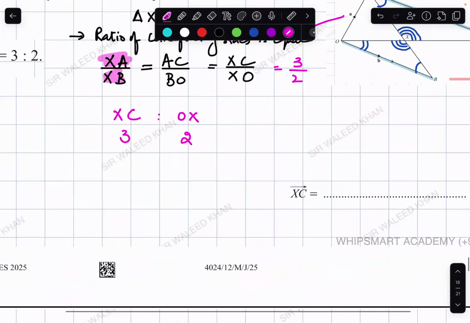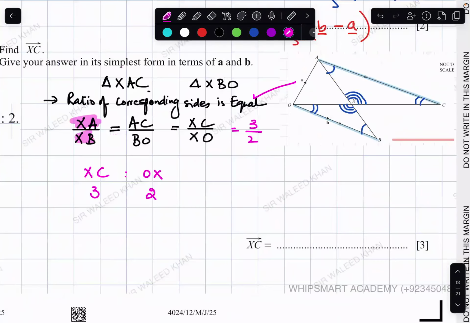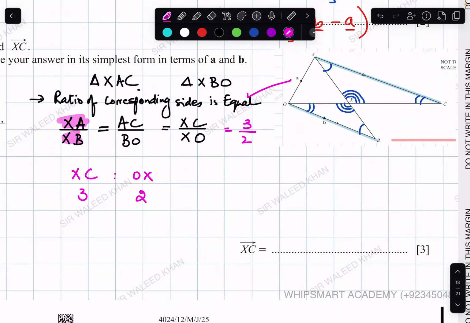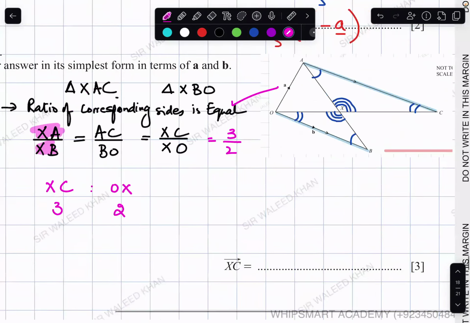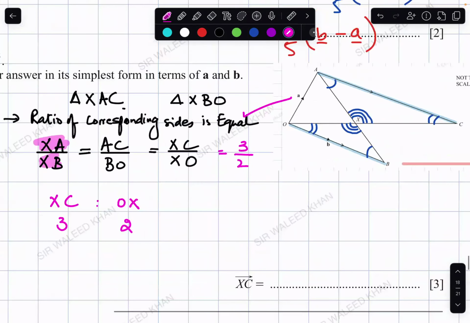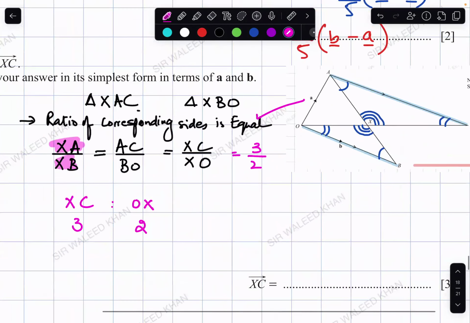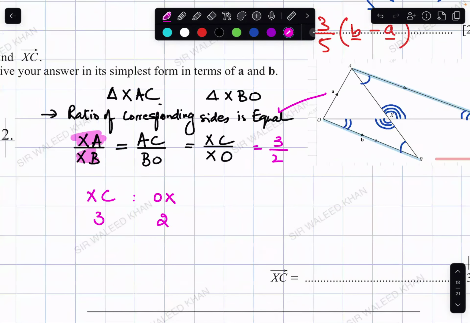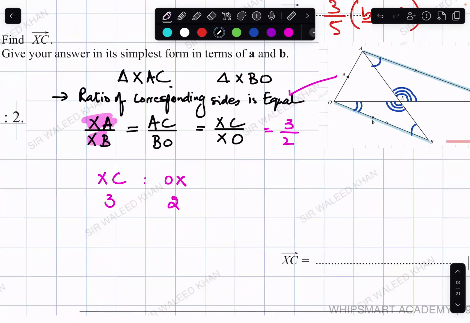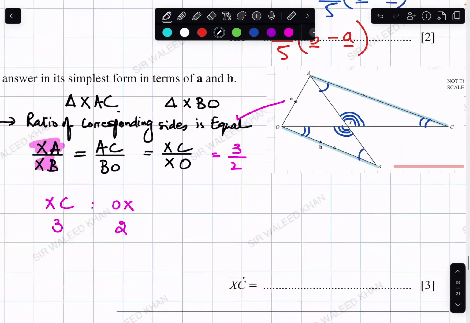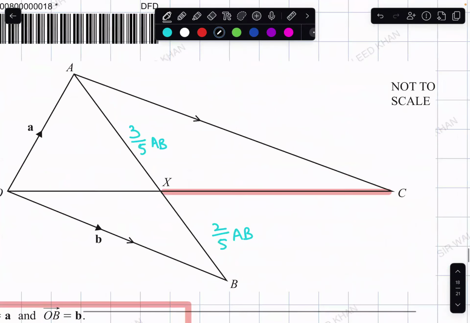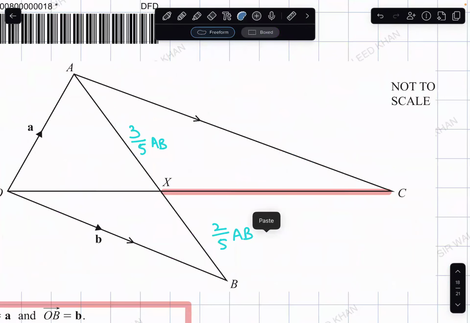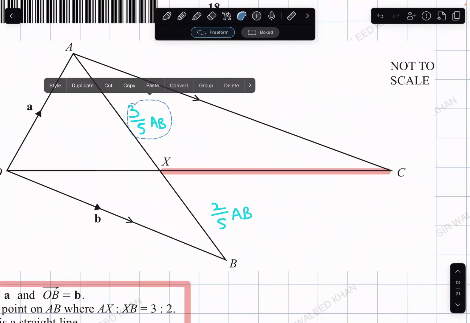Now, if we have OX given to us, OX I can figure out using OB and XB, or OA and AX, right? So I can figure out, let me mark them as well, OX I can figure out. Same applies over here. 3/5 maybe.